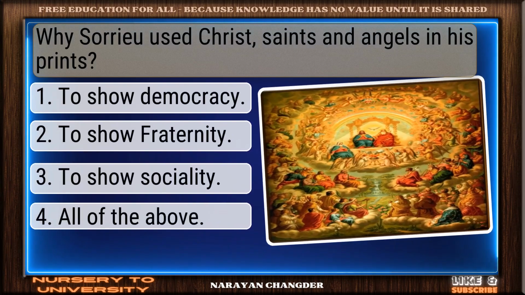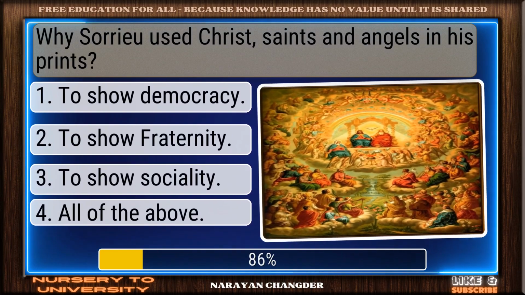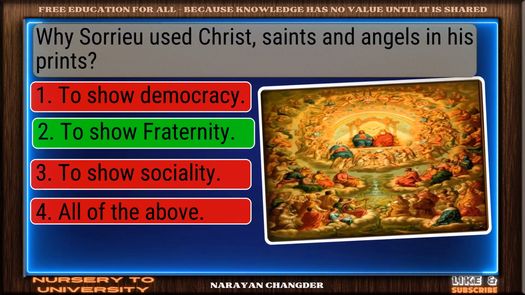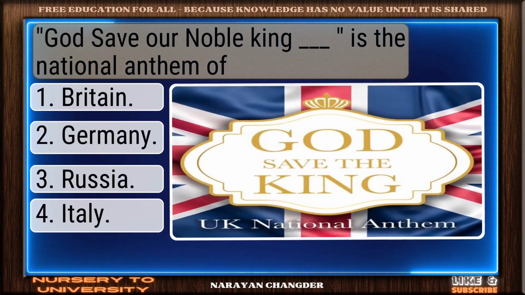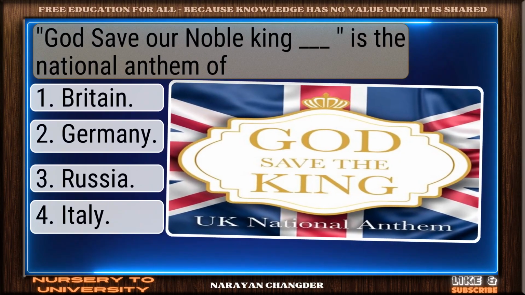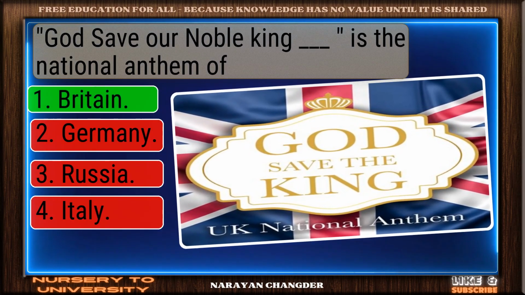Why did Sorrieu use Christ, saints and angels in his prints? Well picked. To show fraternity is correct. God Save Our Noble King dash is the national anthem of... Good job. Britain works well.